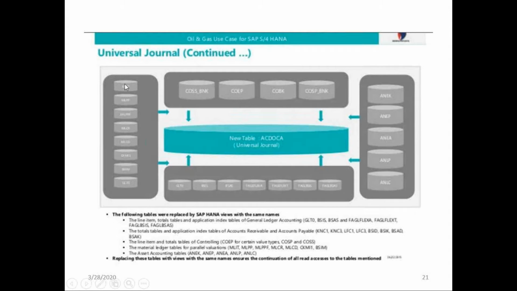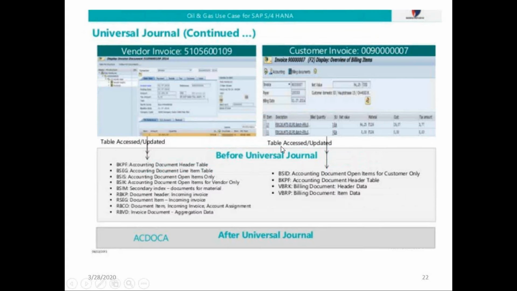So here, ACDOCA. In ACDOCA, we have these various tables. Now altogether a key table, that is ACDOCA, the universal journal. Like in ECC, we have to remember all the tables, BKPF, BSEG, and all the tables. Now we need to remember only a single structure of table.